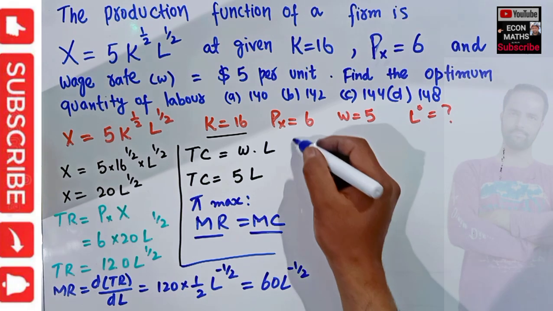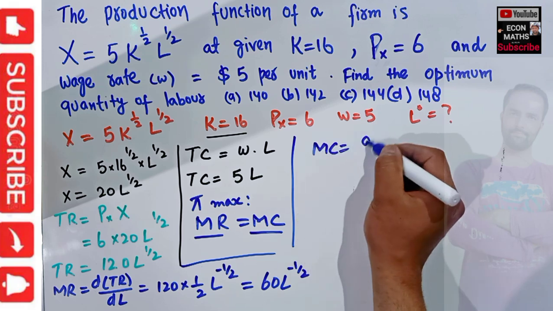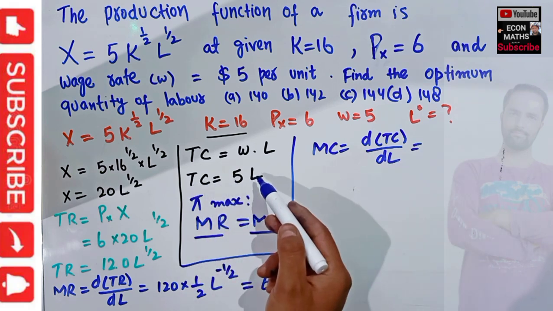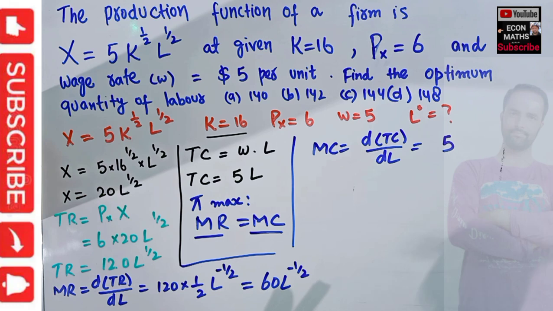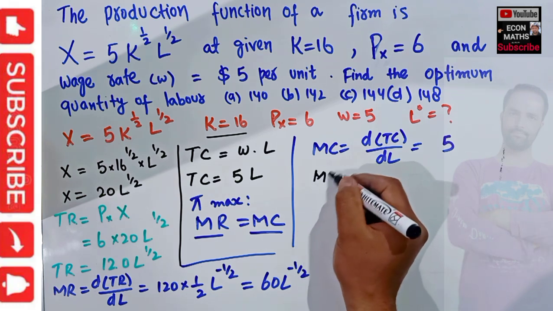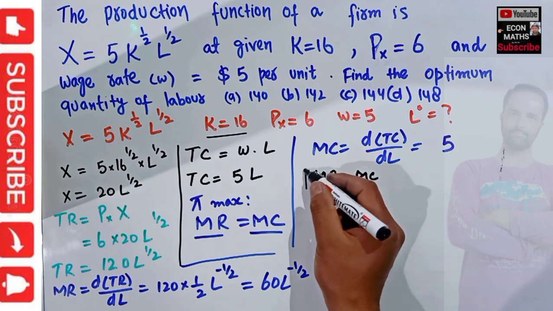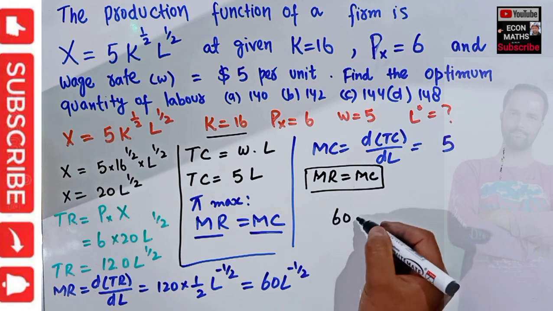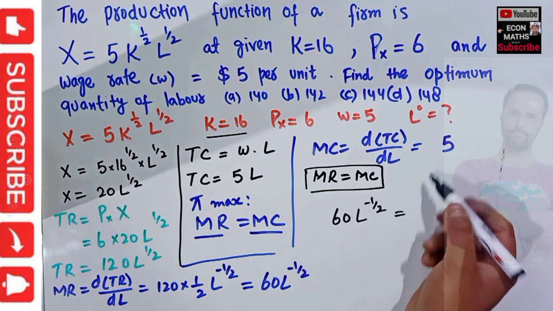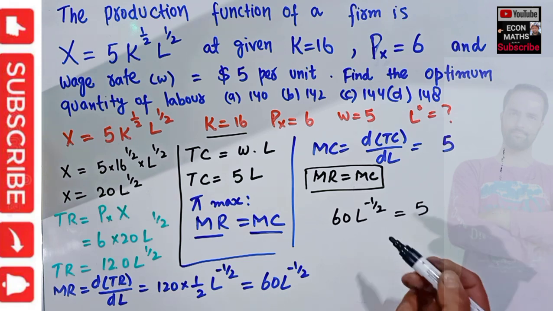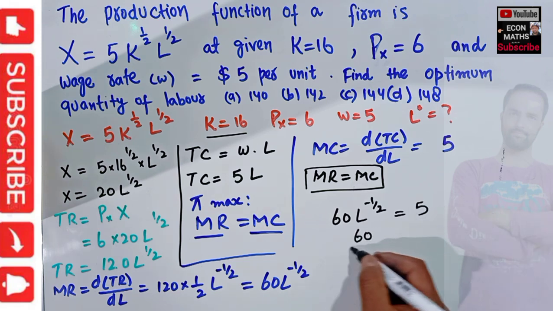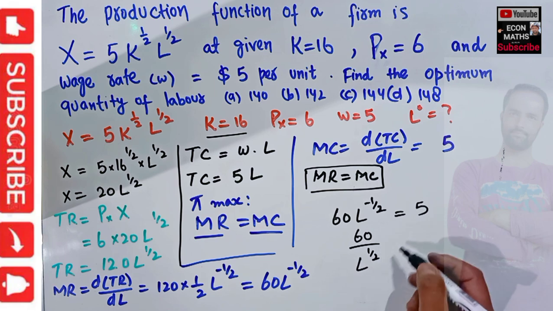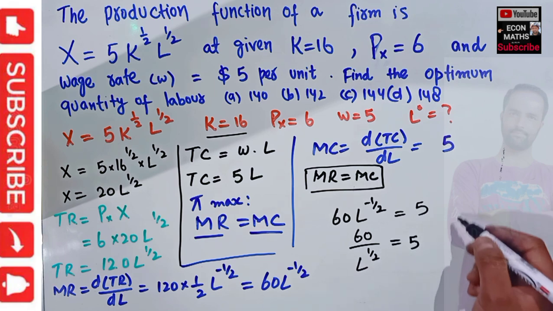So also let us find out marginal cost. Marginal cost is simply the derivative of the total cost function with respect to labor. The total cost function is this, the derivative of L is 1, so we are left with 5. Now equate marginal revenue with marginal cost to get the optimum units of labor. Marginal revenue we got is 60 L^(-1/2), is equal to marginal cost, which is 5. I can write it in this fashion: 60 divided by L^(1/2), if I transpose it to the denominator, the exponent sign becomes positive, is equal to 5.